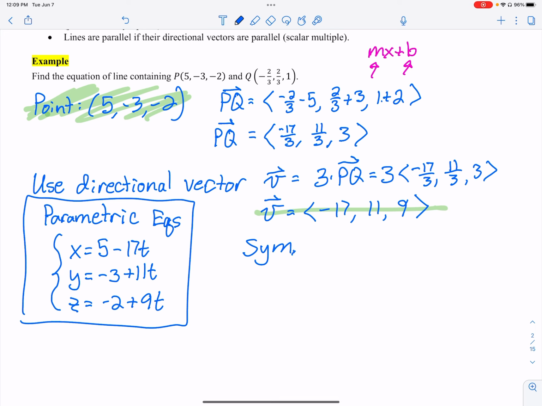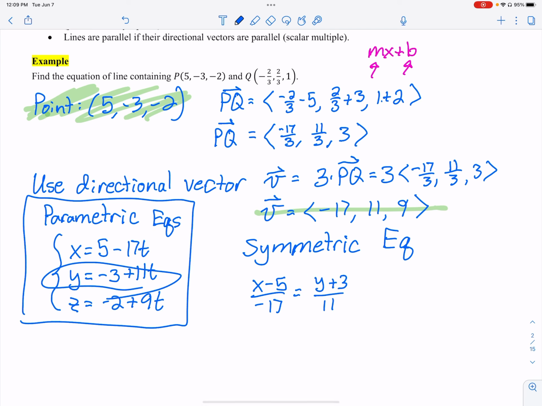How I think about these is I look right here, and all I do is solve for t in my head. So I would subtract 5 and divide by negative 17. That's going to be equal to t. So I'm just going to set it equal to the next one: I add 3 and I divide by 11, solving for t. Then I add 2 and I divide by 9.